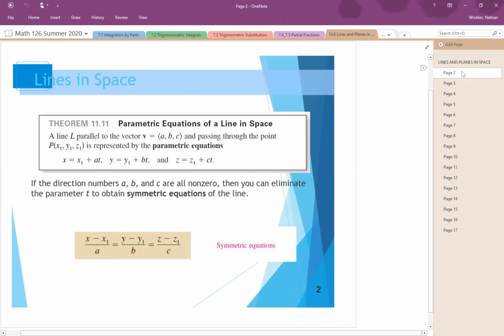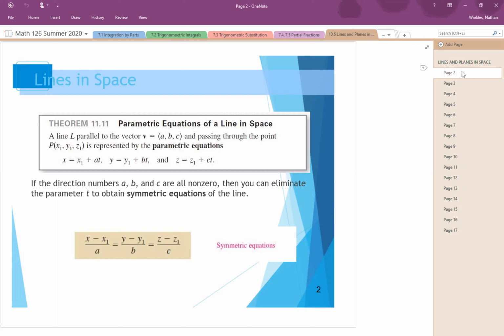Most of the stuff we've been working with so far has been 2D. Now we're going to start mixing in planes and lines, which is going to give us the three-dimensional XYZ plane instead of just our XY plane. These are going to be heavily used in the next course, Calculus 3, where we're in three dimensions the entire semester.